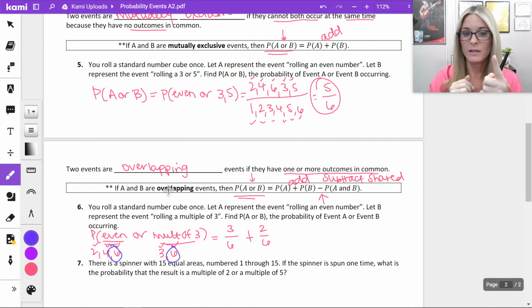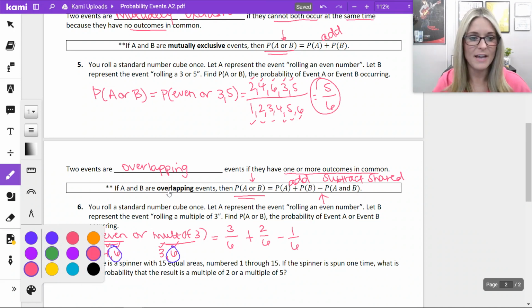There's only 1. Okay, so I already included 6 in that first event, and I've included it in the second event. I have double dipped on the probability of 6 happening. Apparently now 6 has a double chance. No, 6 has just as much chance as any other number on the number cube. So we double dipped on that 6. So we've got to go back and subtract that overlap.